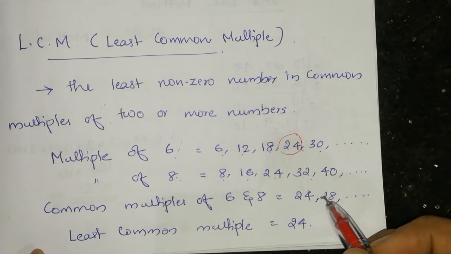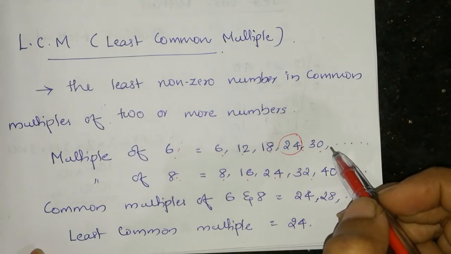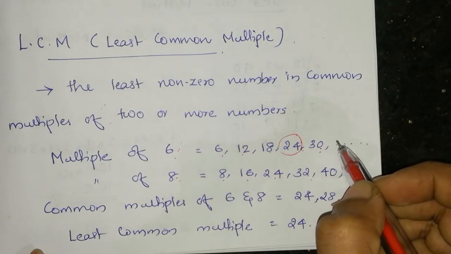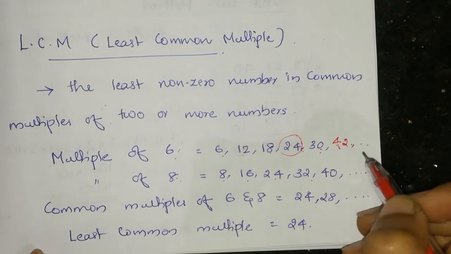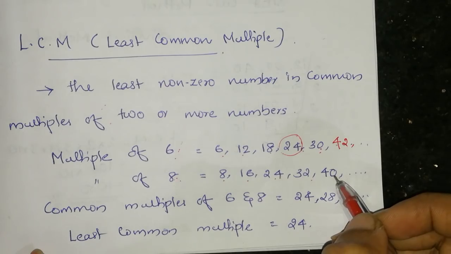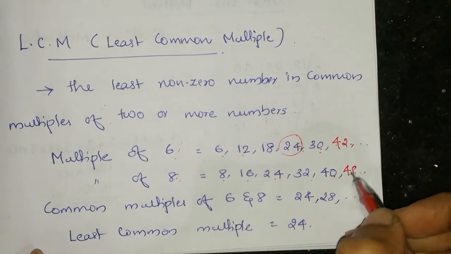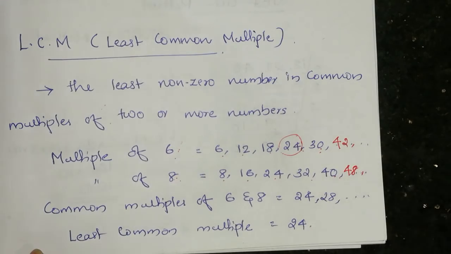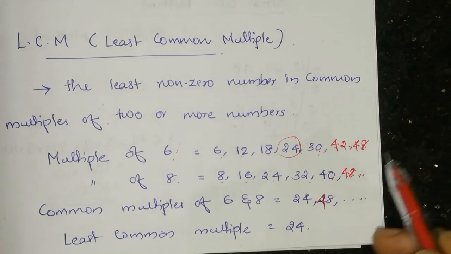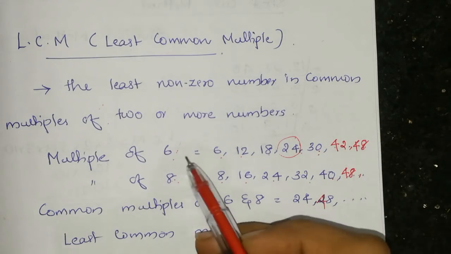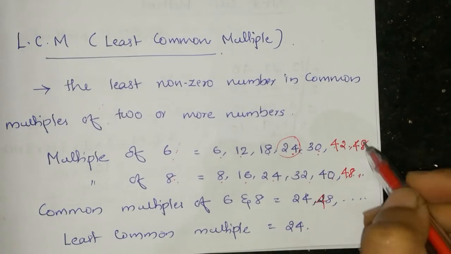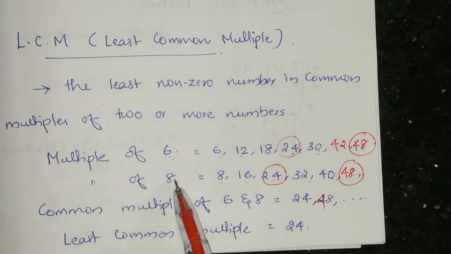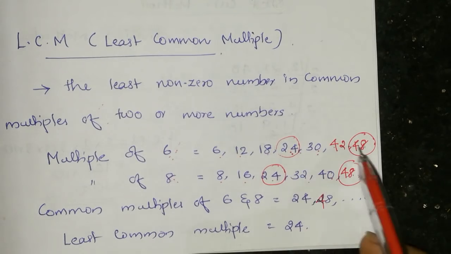Is there any other one? 6 into 5 is 30, 6 into 7 is 42, and here also 8 into 6 is 48. I have written some more multiples, and 24 and 48 are common in these two. The multiples of 6 and multiples of 8 have some common terms like 24, 48, etc.